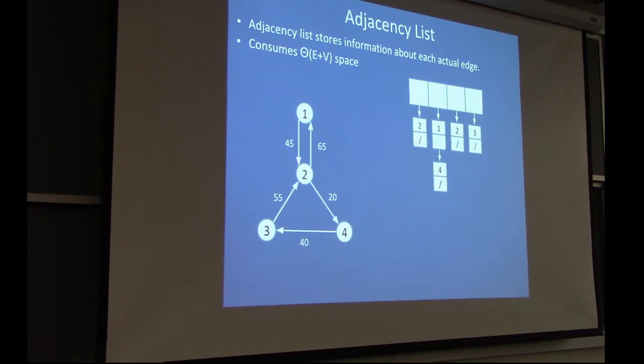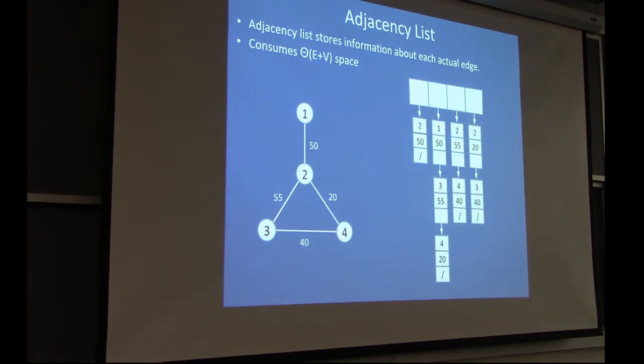So that's a directed graph. Oh, this is what happens when you take out the weights. If the edges don't have weights, obviously you don't have to store them, and the representation gets a little smaller.